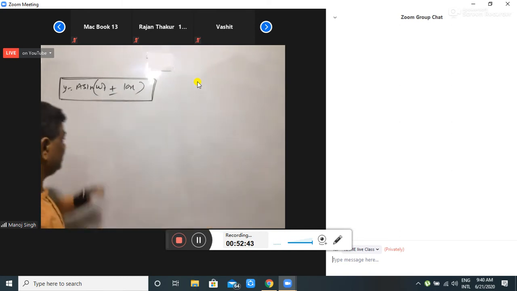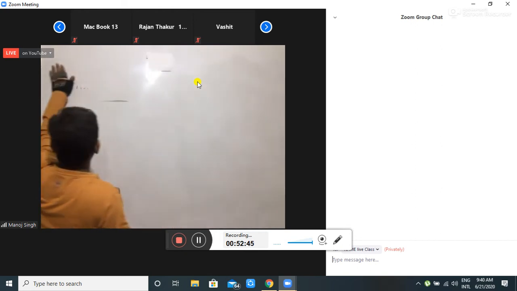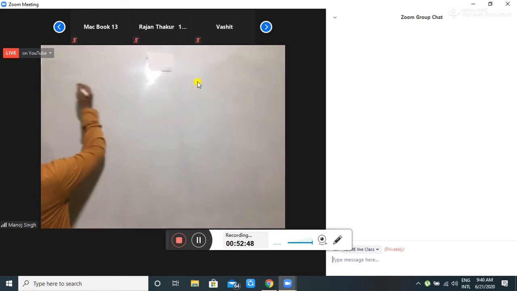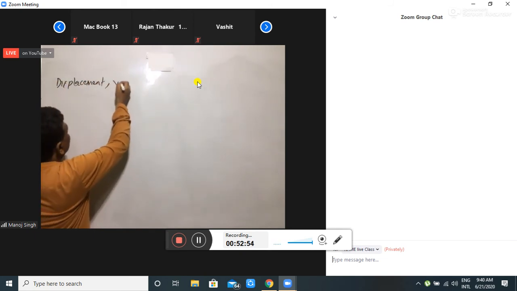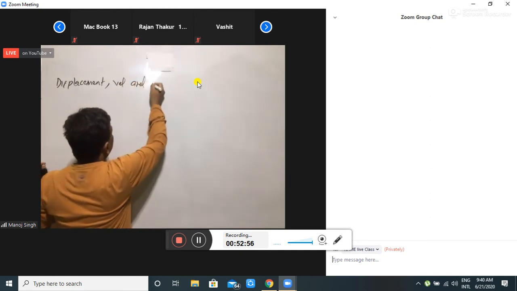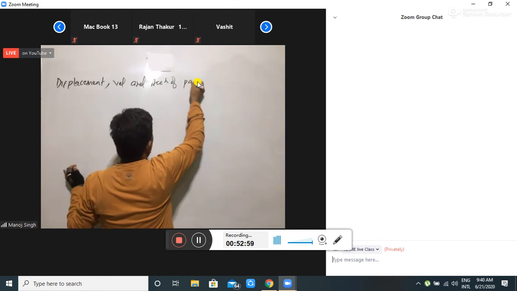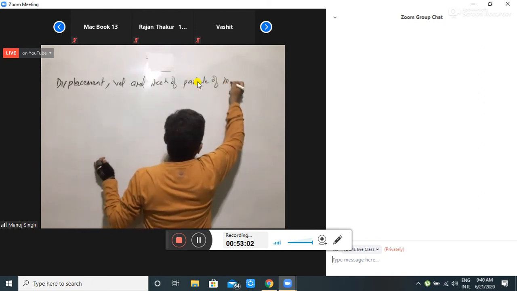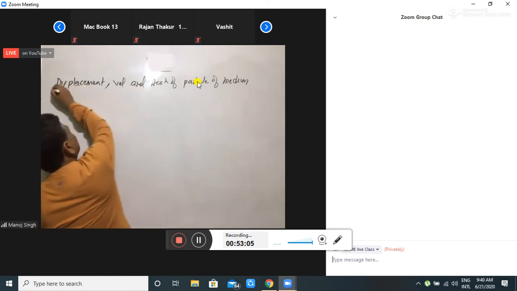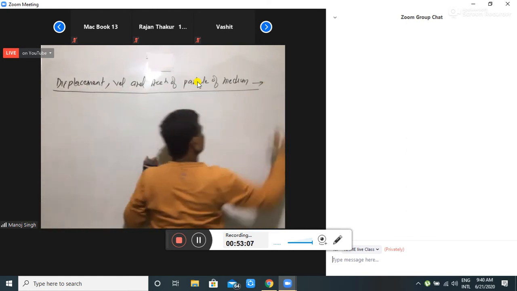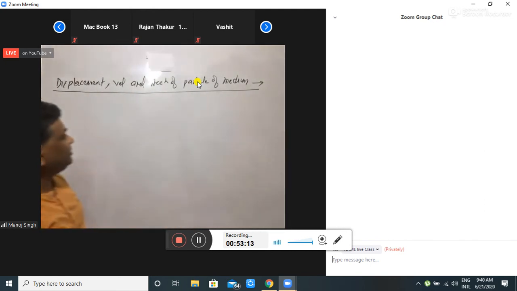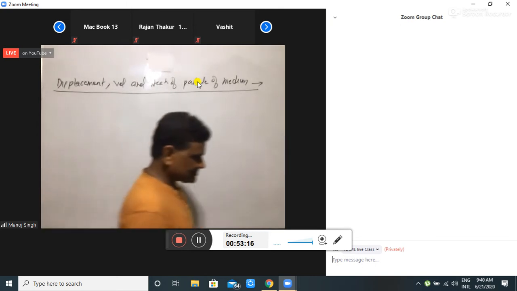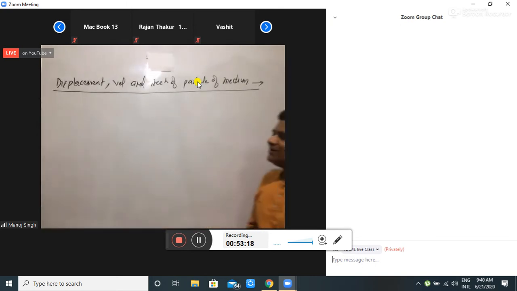Write down the topic now: displacement, velocity and acceleration of a particle of a medium. This will be the important part because numericals are asked in our exam.